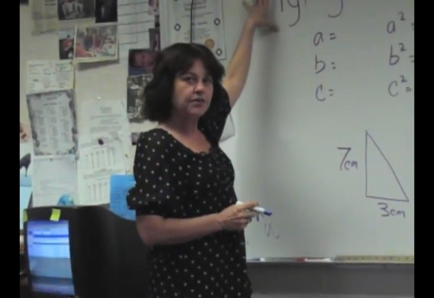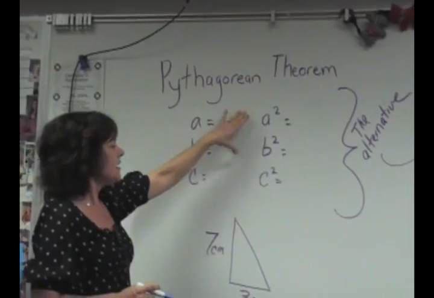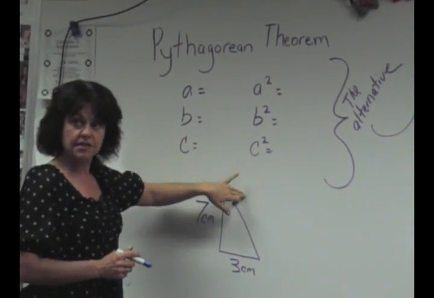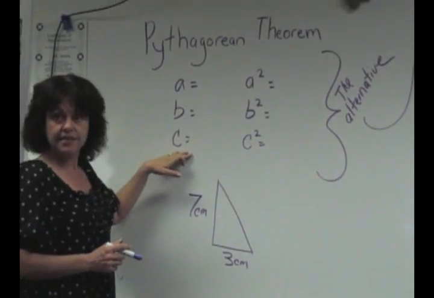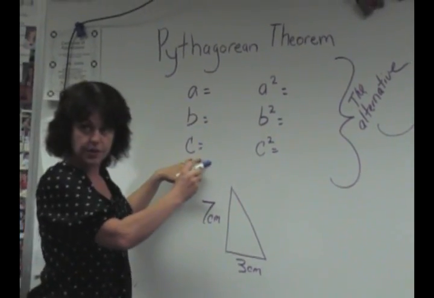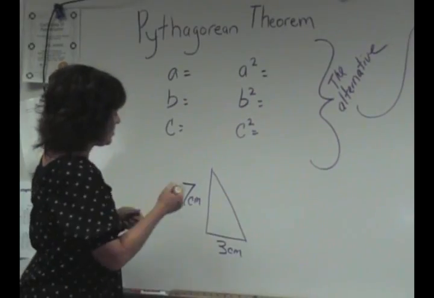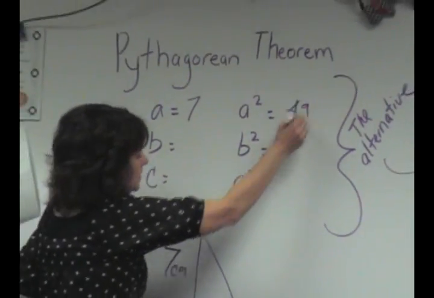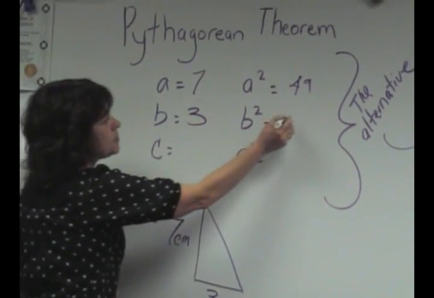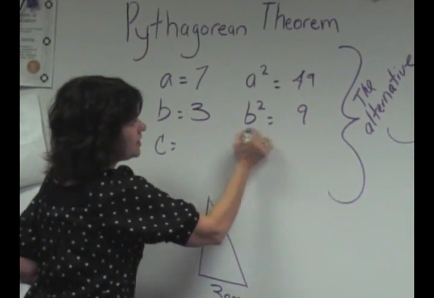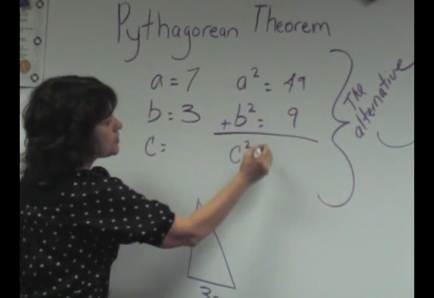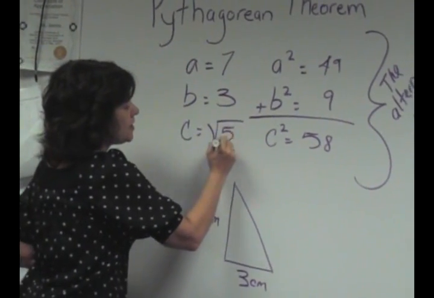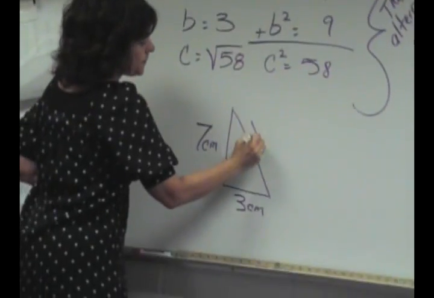To remind you, the Pythagorean theorem tells us that in a right triangle, a squared plus b squared equals c squared. The way we get the length c is to get the square root of this number. Therefore, if a was 7, a squared would be 49. If b was 3, b squared would be 9. A squared plus b squared would give us 58. And length c would be the square root of 58.